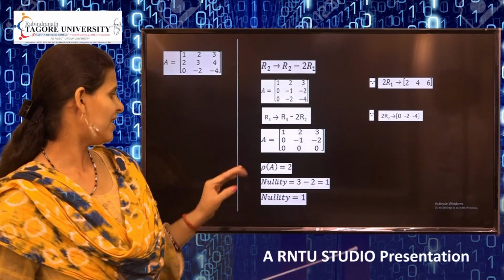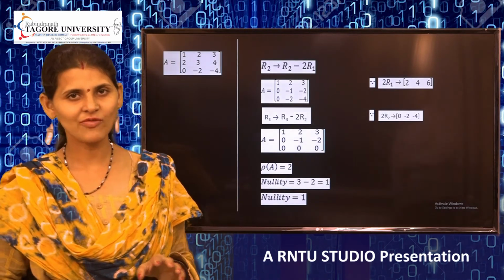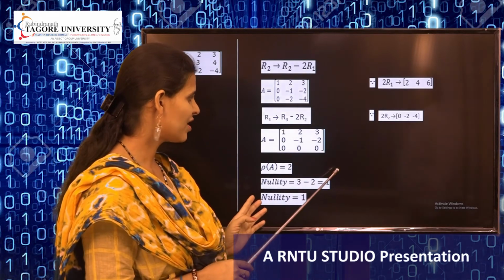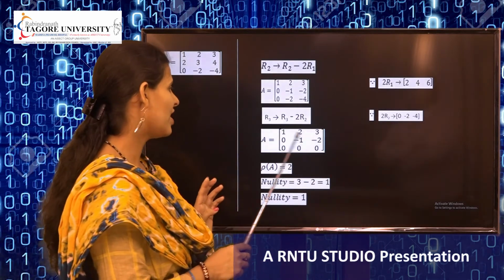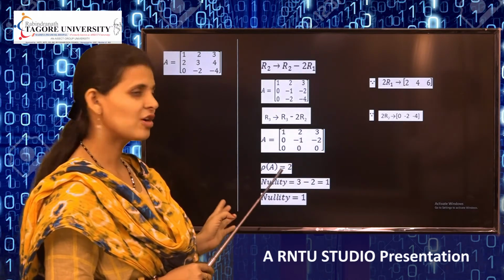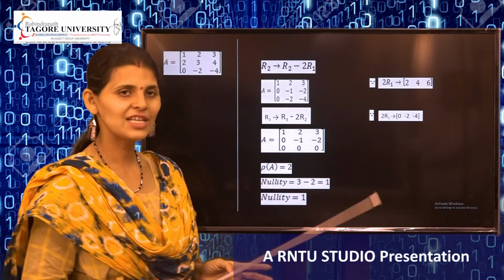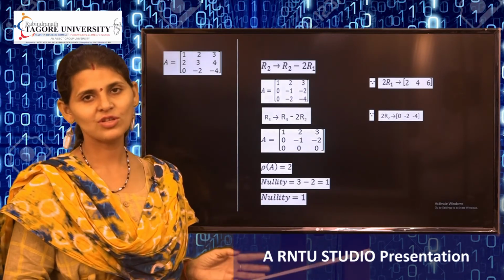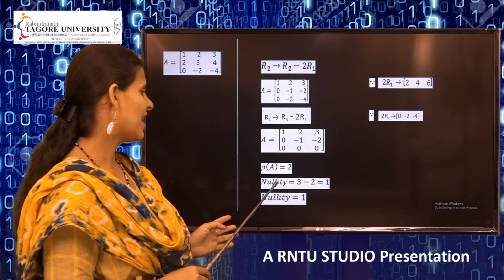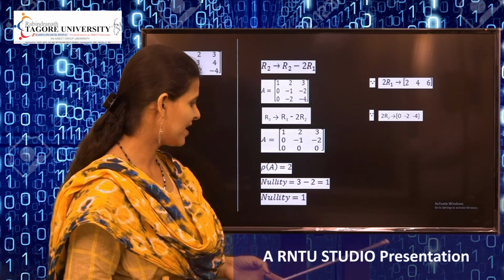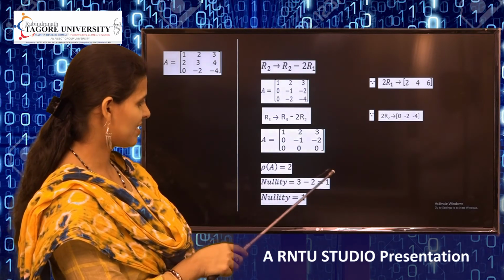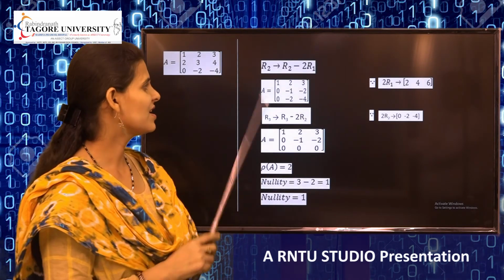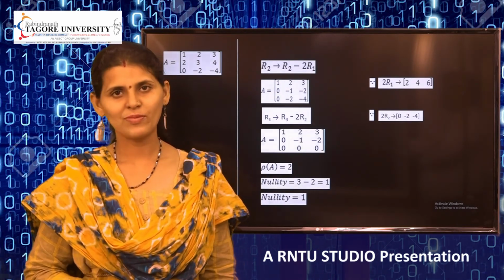So now you find the rank of the matrix. You know the definition of rank of a matrix: the number of non-zero rows. The R3 row is 0, so the number of non-zero rows is only the R1 row and R2 row. The rank of the matrix is 2. This matrix is a square matrix, 3 cross 3, so the order of the matrix is 3. Nullity is the order of the matrix minus the rank of the matrix. The order is 3 and the rank is 2, so the nullity of the matrix equals 1. So this is the solution of the rank of the matrix.